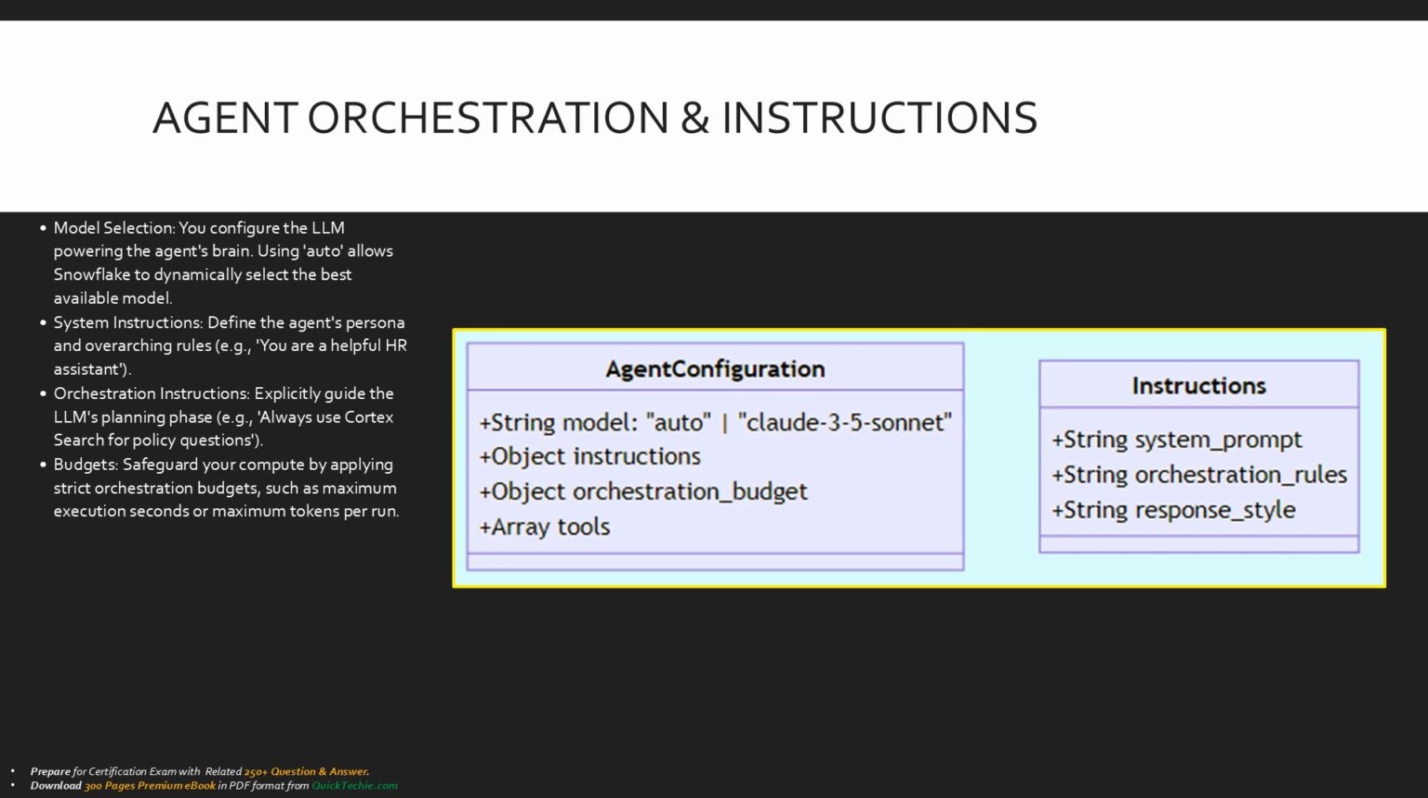This class diagram breaks down the agent configuration payload. The core agent configuration object holds your model choice, instructions, budgets, and your array of registered tools. The instructions subobject is where the prompt engineering happens, allowing you to independently control the system persona, the logical orchestration rules, and the final response formatting style.